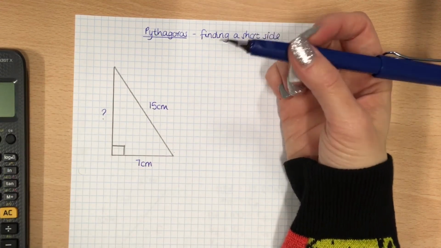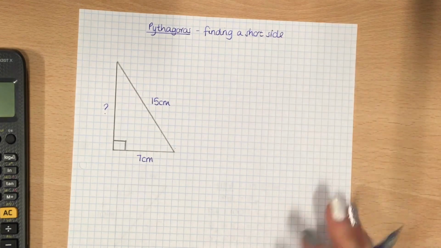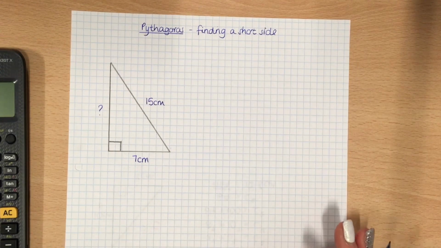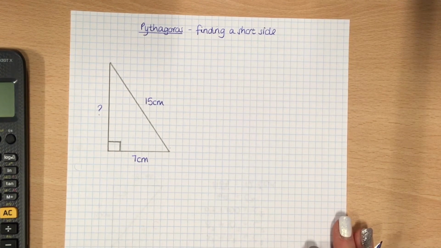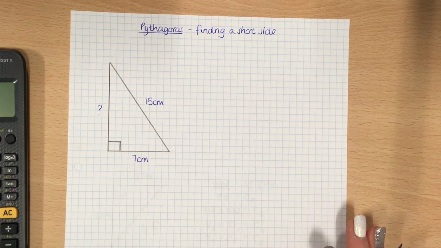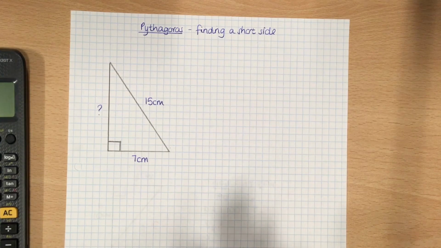So this is what you would have to do each time. Okay, so we would start off in exactly the same way. We would be labelling our sides with A, B and C and using Pythagoras' theorem to find the missing side. Okay, all three sides still link, it's just that we're finding one of the shorter sides instead.